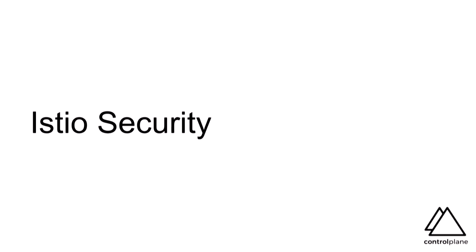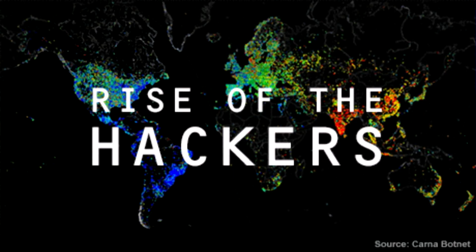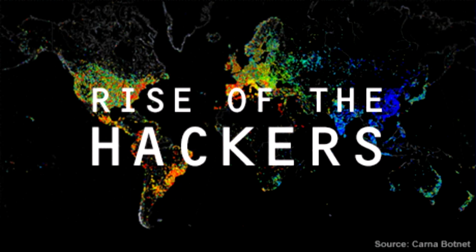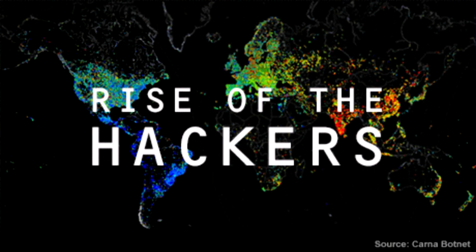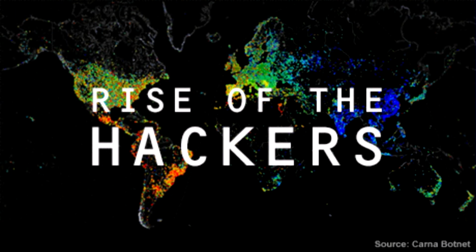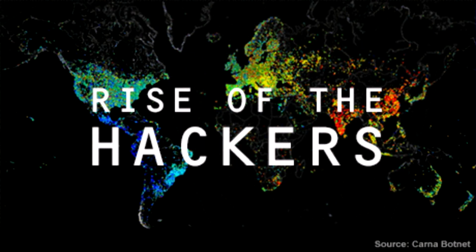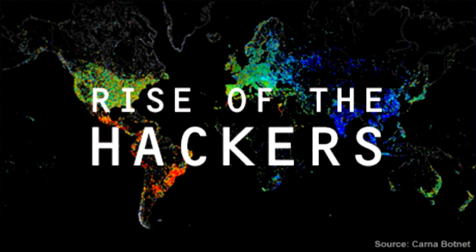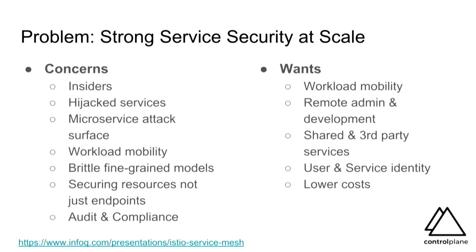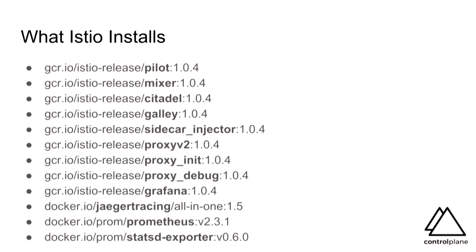So let's have a look at the security model. We've got a lot of potential attack vectors for a modern web application: insiders, hijacked services, microservices attack surface. Audit and compliance are brittle, fine-grained models. And courtesy of Louis Ryan, Istio's tech lead, this is the threat model that we are looking at for Istio. This is what Istio deploys.